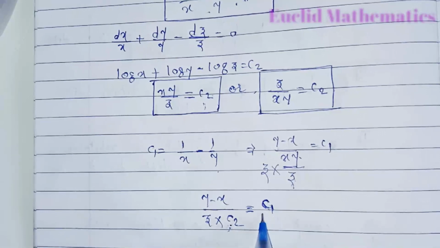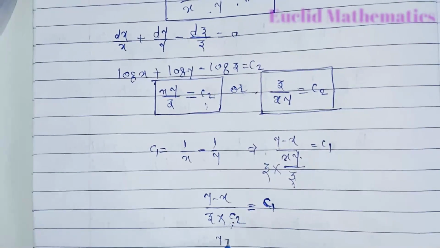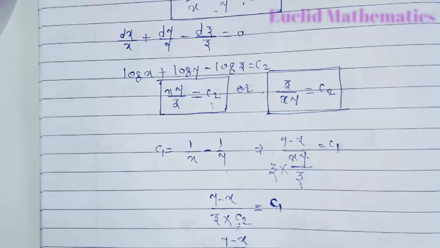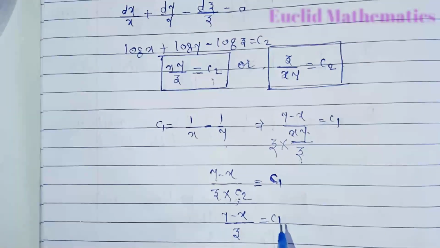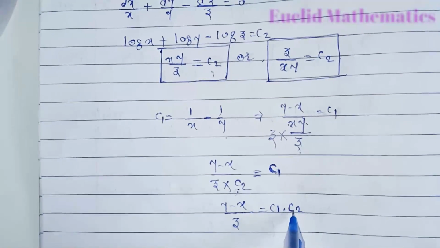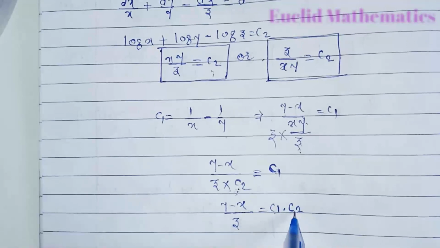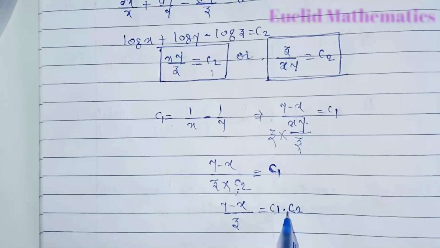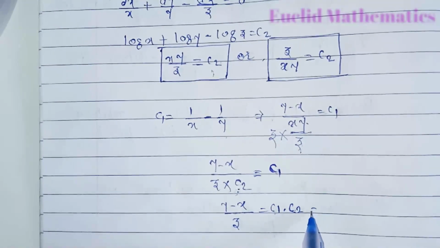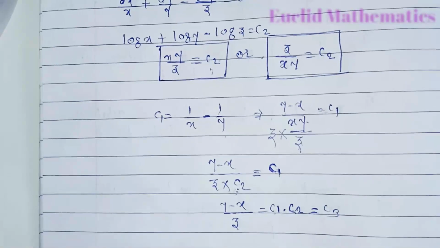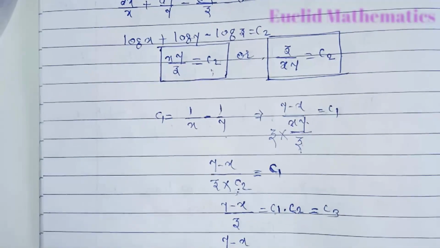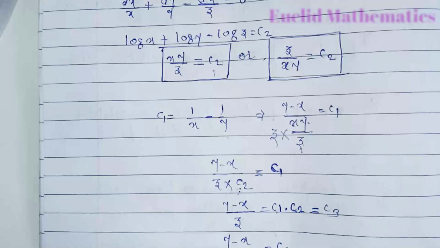Now take c2, it is here. The next term looks like (y minus x) upon z, which is equal to c1 into c2. So c1 into c2 is a constant, and a constant multiplied by a constant gives some other constant. So we write c1 and c2 as equal to c3. So I got the third constant here: (y minus x) upon z is equal to c3.